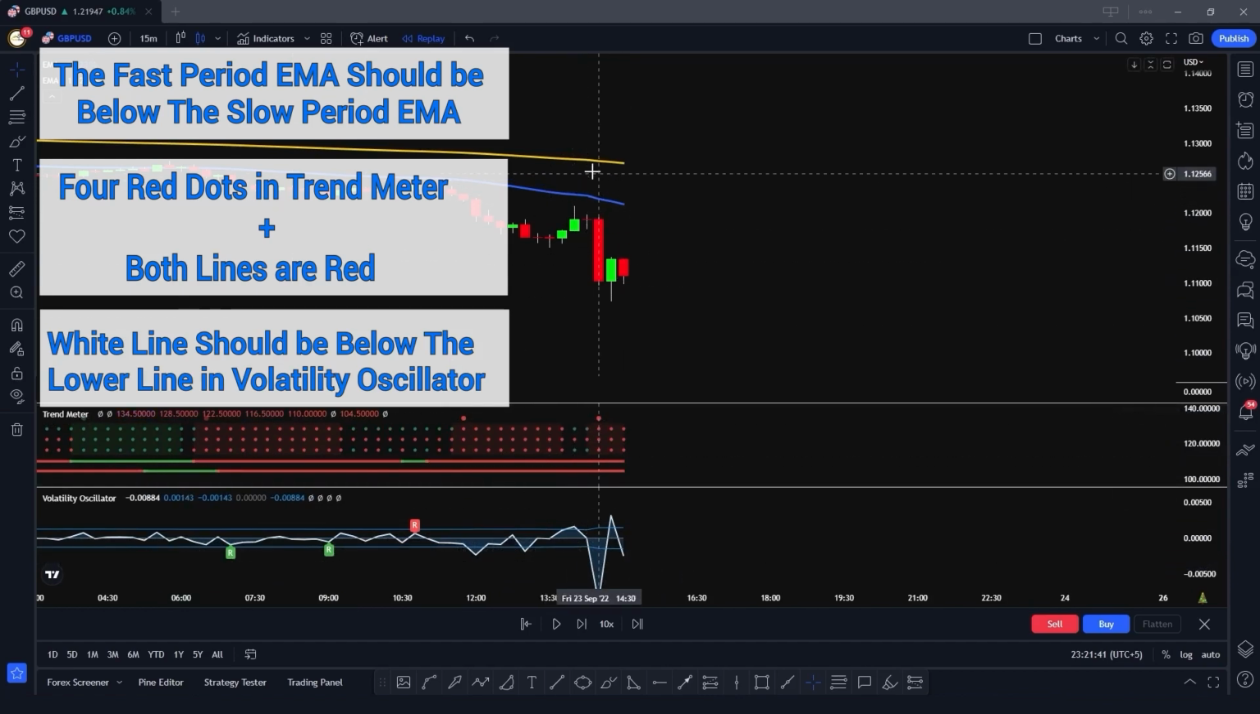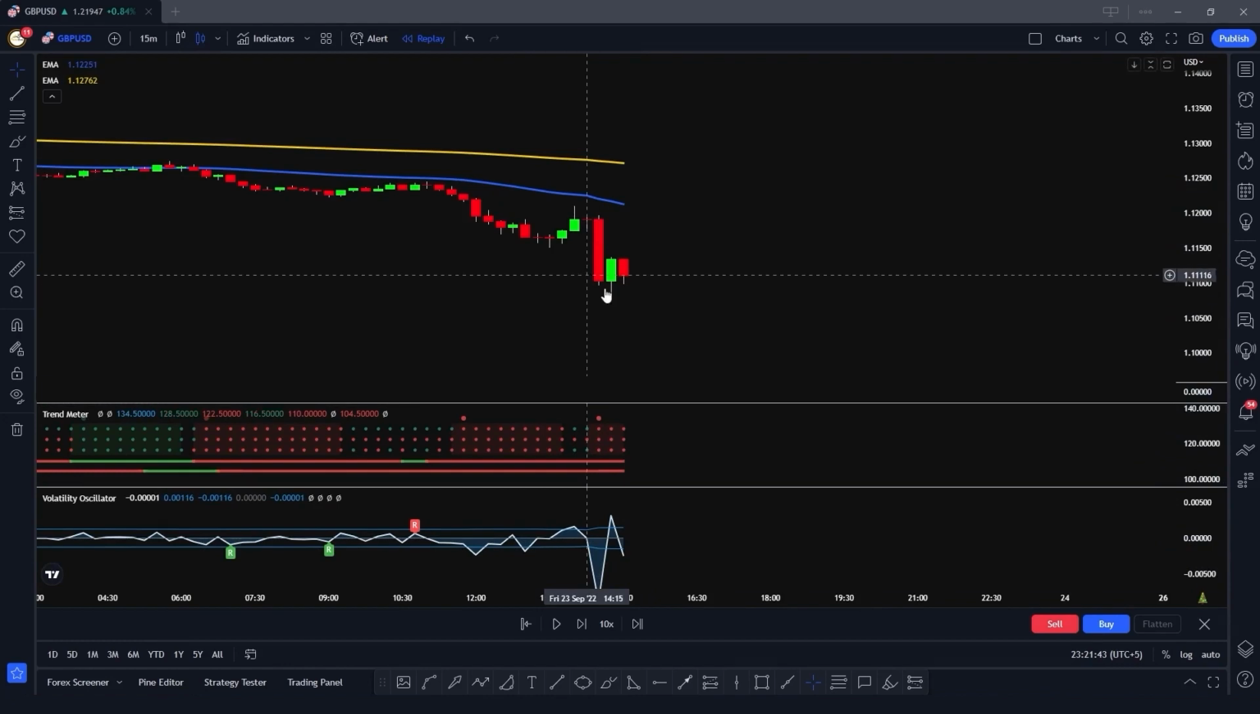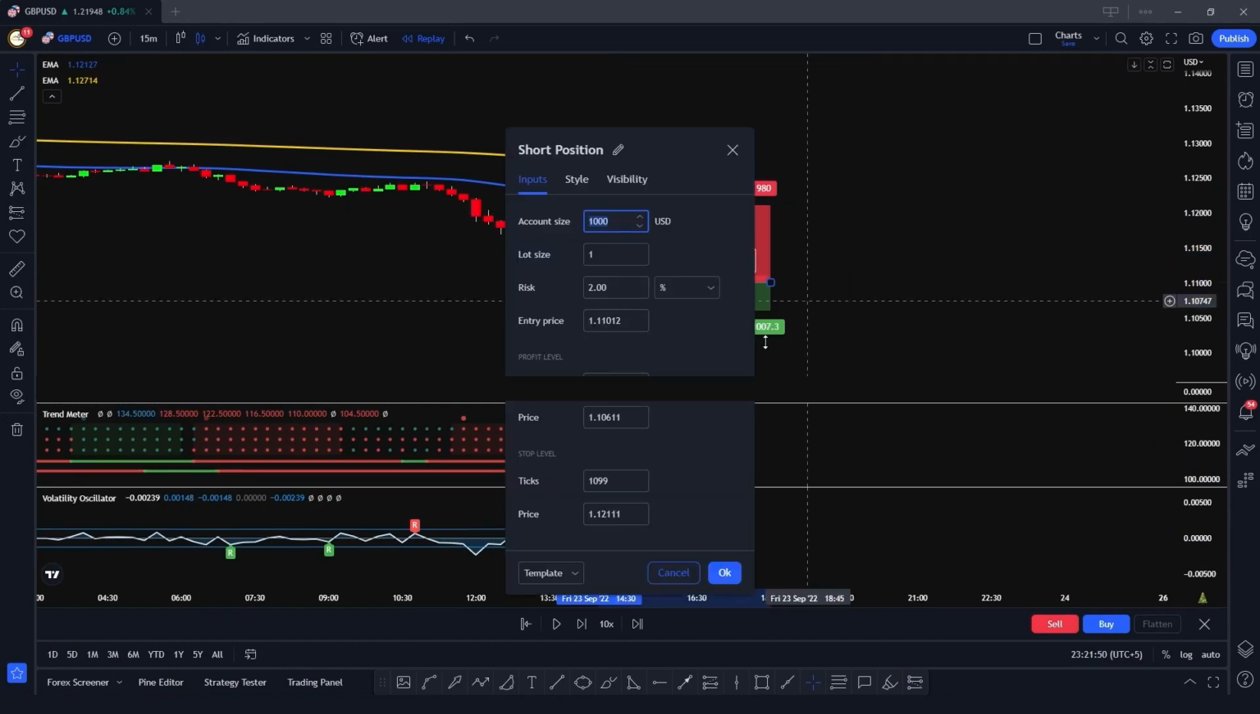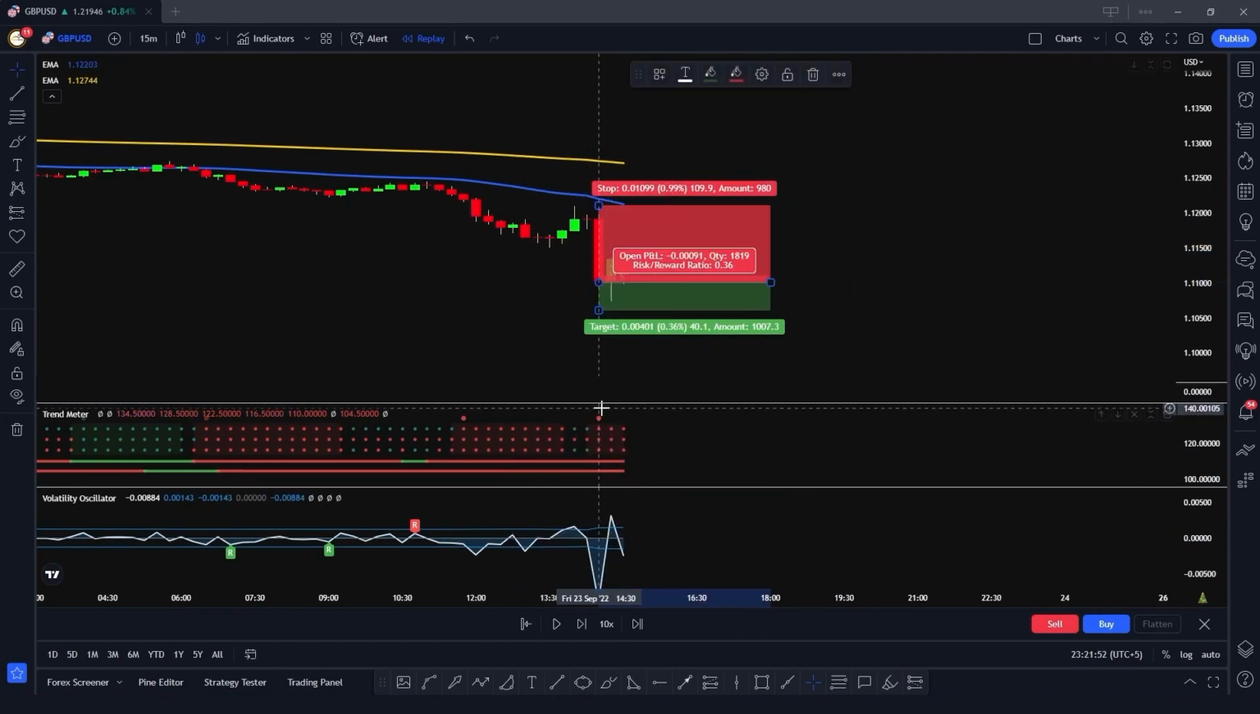Now in this case here, all these conditions are meeting, so we'll take a short position at the close of this candle. So we'll put our entry here, we'll put our stop loss at the last swing high, and in order to decide our take profit, we'll wait for the formation of a green dot in the trend meter oscillator.